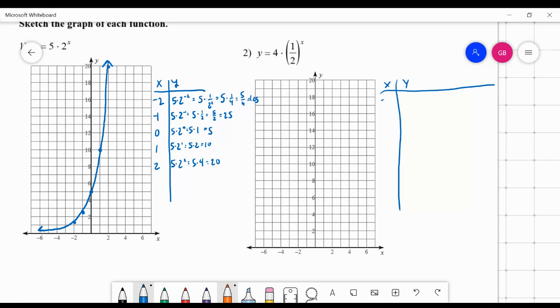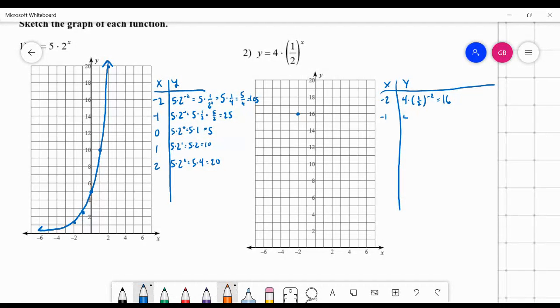Start with -2. 4 times 1/2 to the -2 power. I'm going to use a calculator for that. Make sure you put -2 as the exponent. So that's going to give you 16. So -2 up to 16.